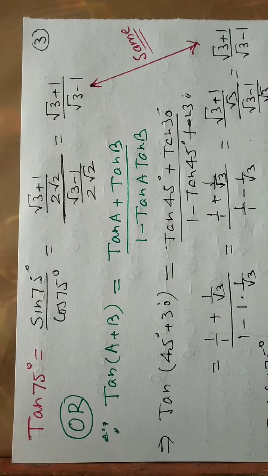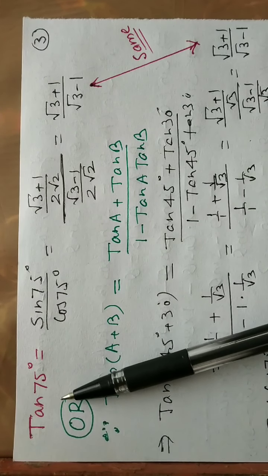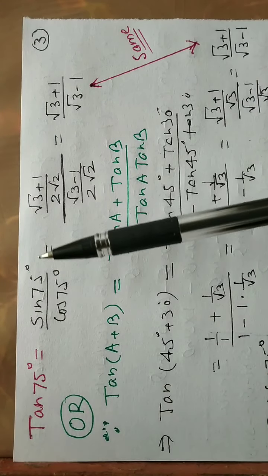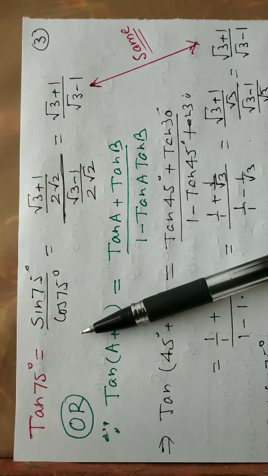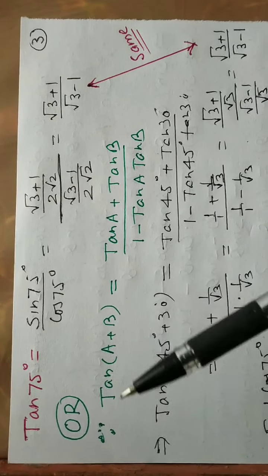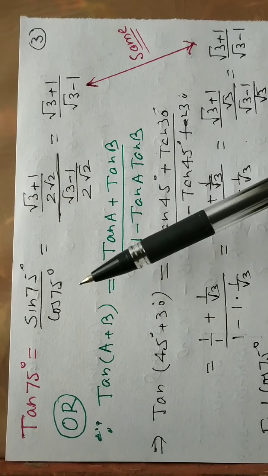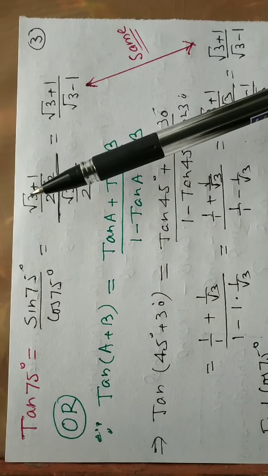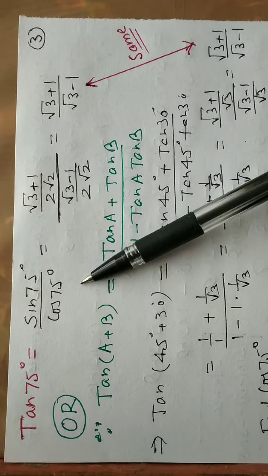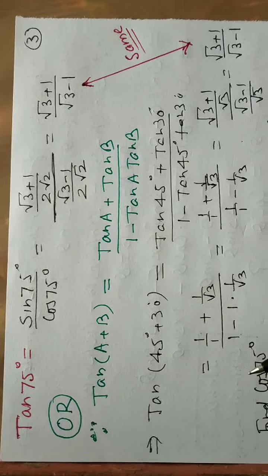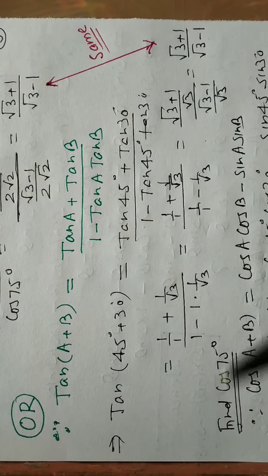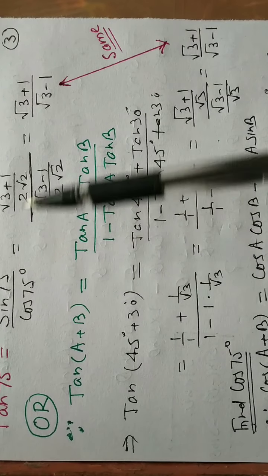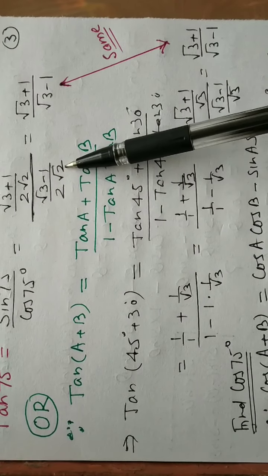Now, what is tan 75? You know tan 75 is sin 75 by cos 75. So just now I have answered sin 75, and if needed you can calculate cos 75. This is the sin 75 value, and cos 75 is this. Cos 75 I have calculated here.